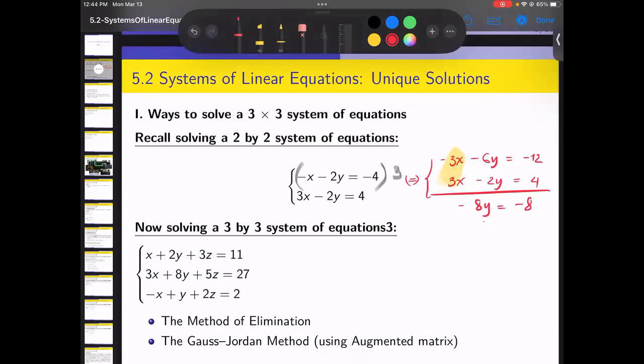Okay. Y equal 1. So my point is, from a 2 by 2, I have 2 equations, 2 variables. I come down to how many? 1 equation with 1 variable, 1 by 1. Right? That little x means 1 by 1.